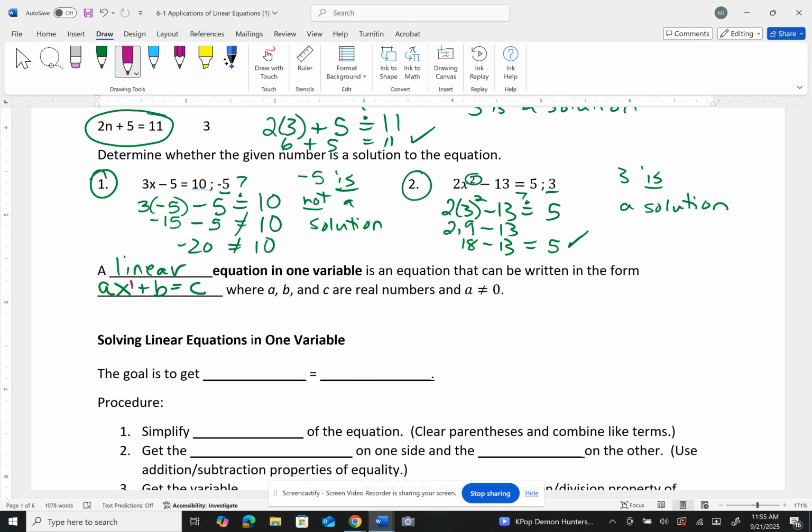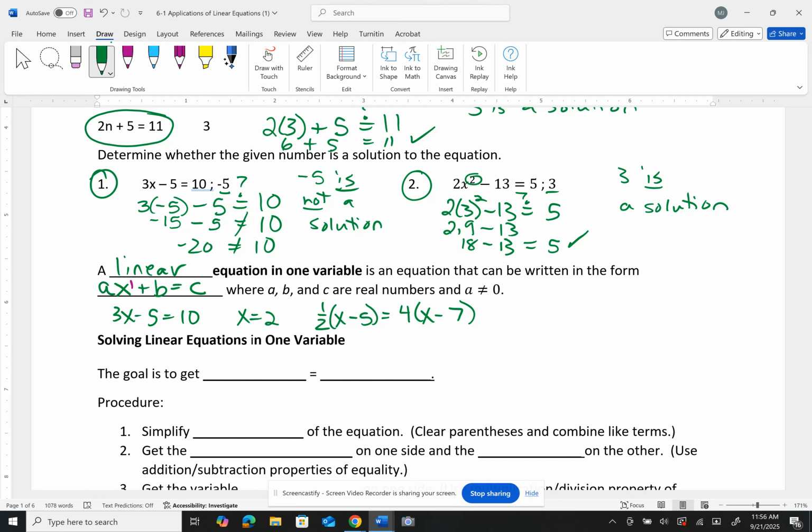So let me jot down a couple of examples. We've already seen one of them, right? 3x minus 5 equals 10. Okay, but you could have something like x equals 2. Or you could have had something like 1/2 of x minus 5 equals 4 times x minus 7. You can have variables on both sides. There could be fractions involved. You can have all sorts of stuff going on to be linear.